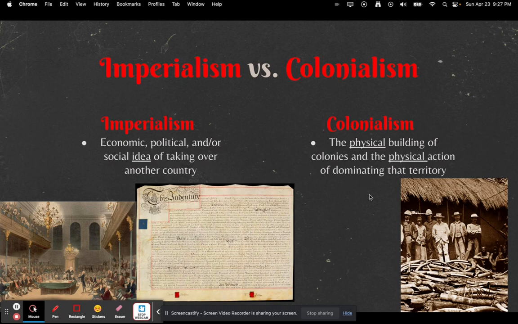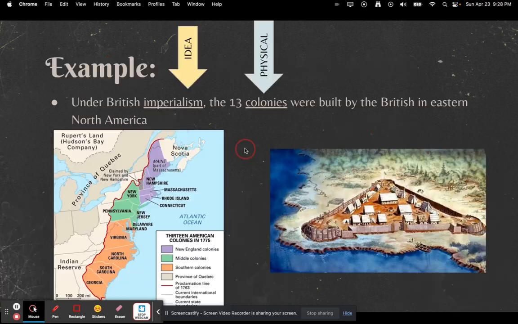Colonialism, that is the physical building of colonies and the physical actions of dominating that territory. So that would be like sending people over to the land, building cities, building towns, building houses, making farmland. Or you can see here in this photo, killing off natural resources like elephants' tusks. That is colonialism. So, an example under British imperialism, the 13 colonies were built by the British in eastern North America.